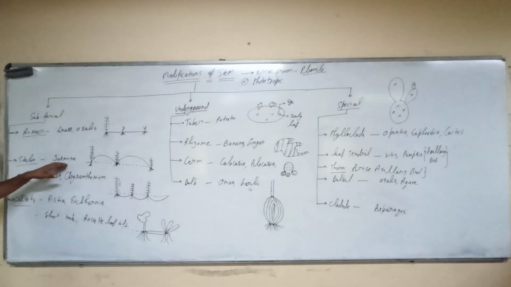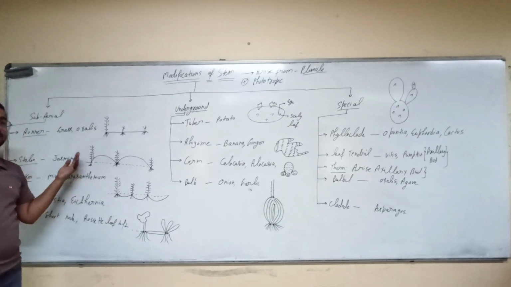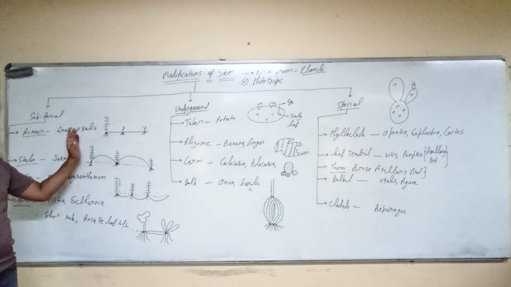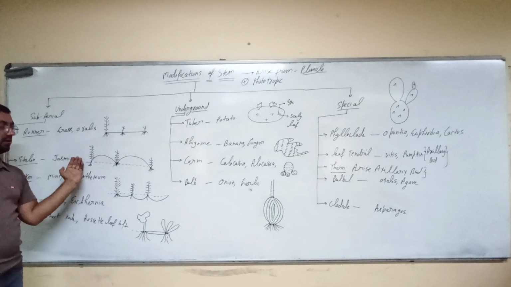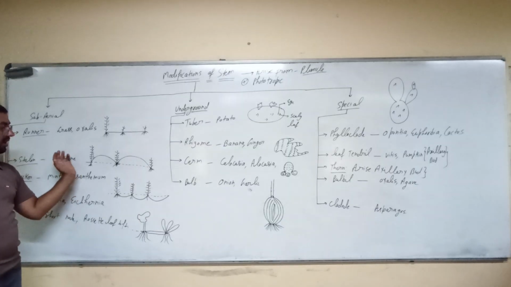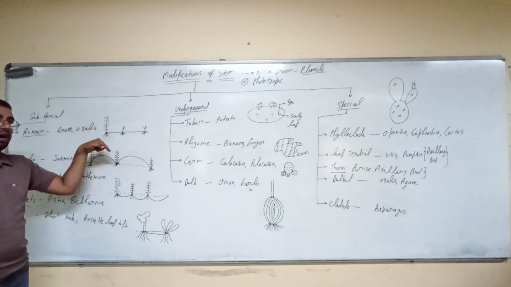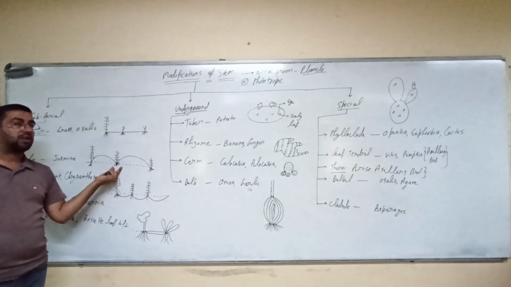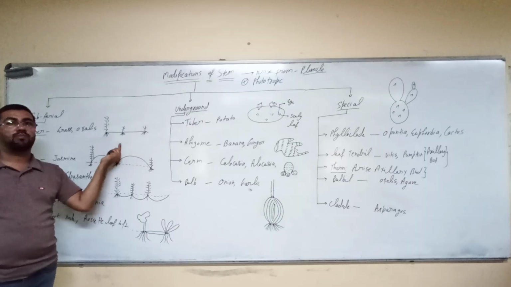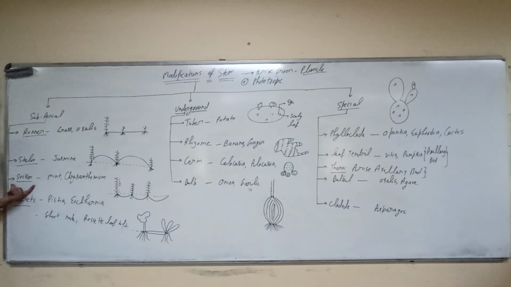Stolon is present in the jasmine. In this, when a single plant of jasmine grows, from the base of the jasmine a stolon moves aerially. After some time, it touches the ground and forms a root-like structure, and a new plant grows from that side, and so on. It may move like that.